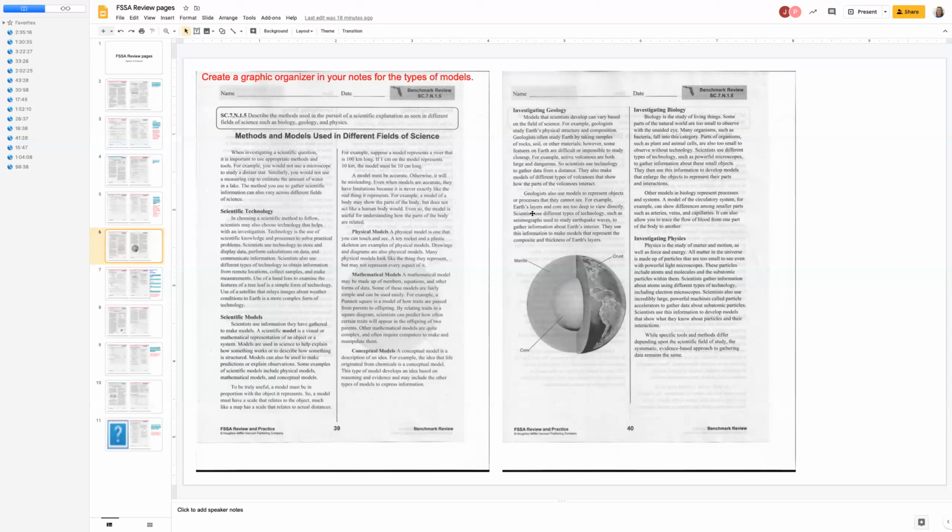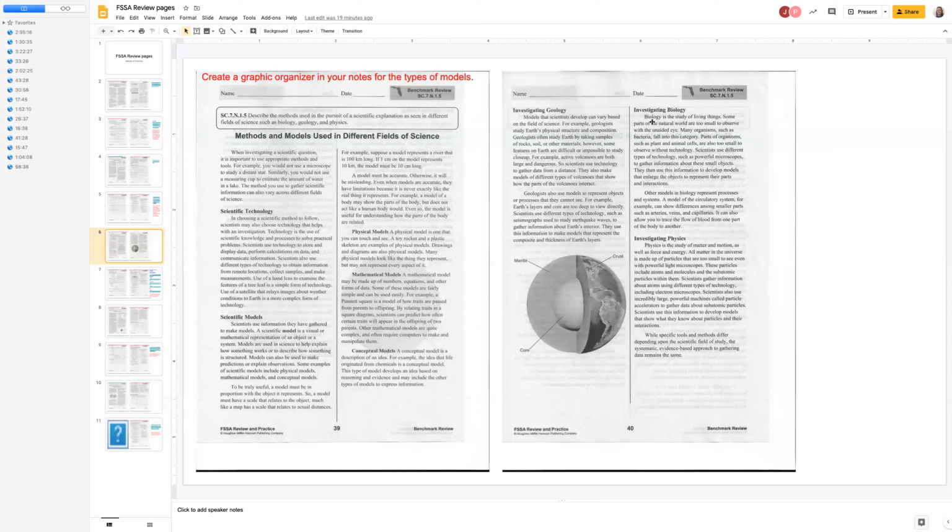For example, Earth's layers and core are too deep to view directly. Scientists use different types of technology, such as seismographs, used to study earthquake waves, to gather information about Earth's interior. They use this information to make models that represent the composition and thickness of Earth's layers. So you've got mantle, crust, and core. You should know those parts of the Earth.